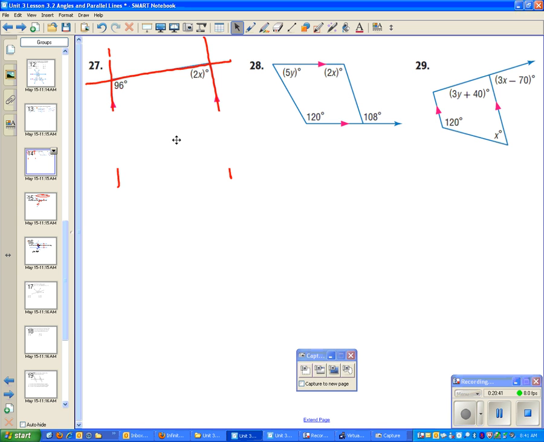So consecutive interior angles are supplementary. So 2x plus 96 equals 180. Right? You've got to know those theorems and that postulate. I mean, they've got to just be second nature. Okay? So what's 180 minus 96? And what's 84 divided by 2?